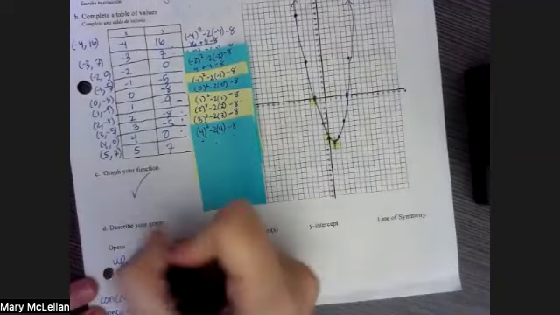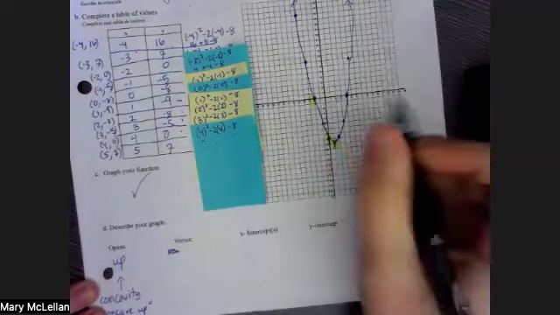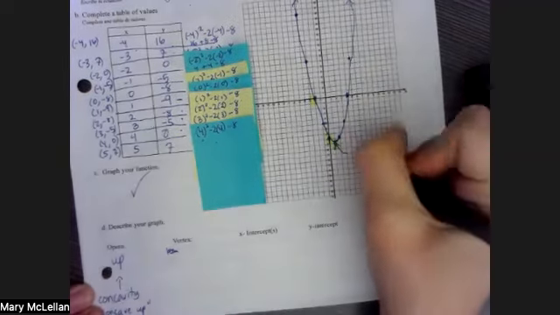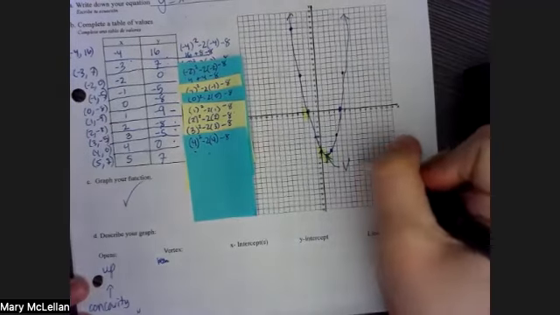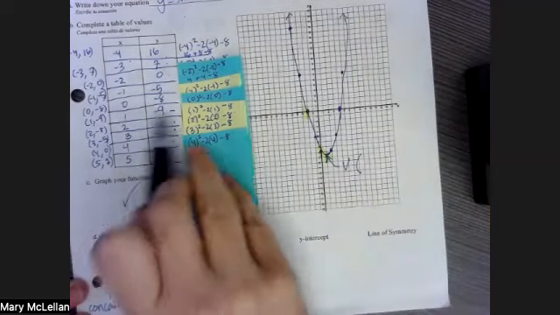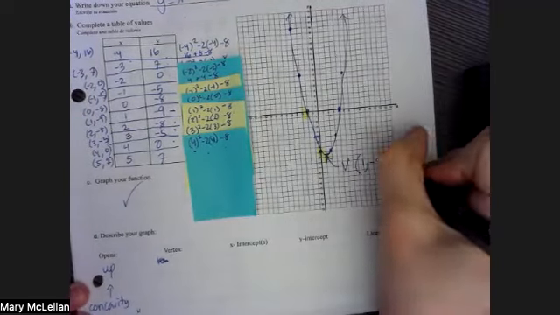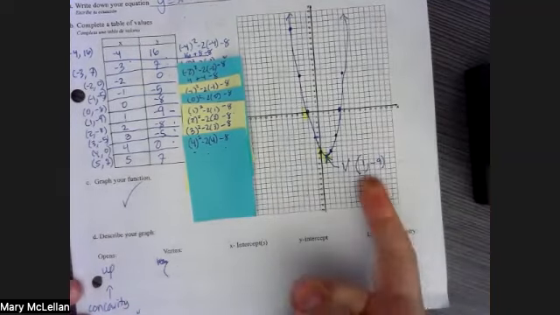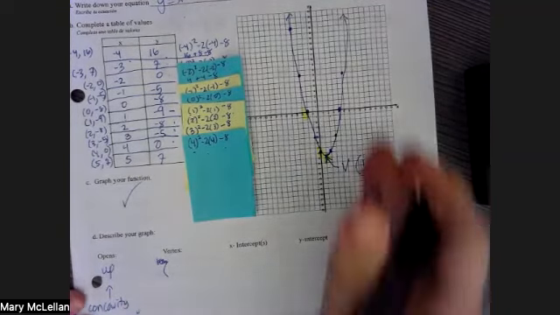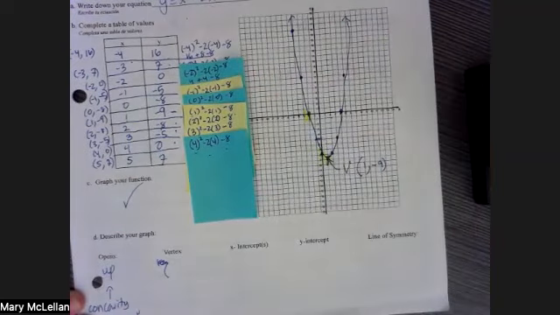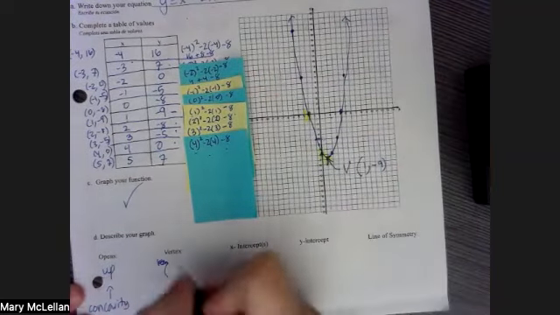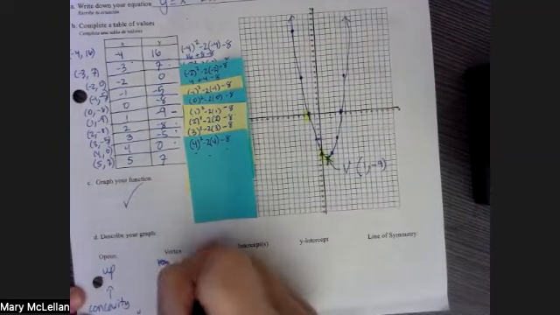The vertex, this is the lowest or highest point. And our vertex is right here. We can just call it V, and it is at (1, -9). This is the special point because all of the other points are mirrored around it. (1, -9). It's the lowest point.